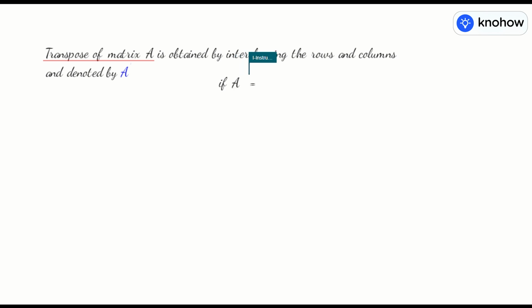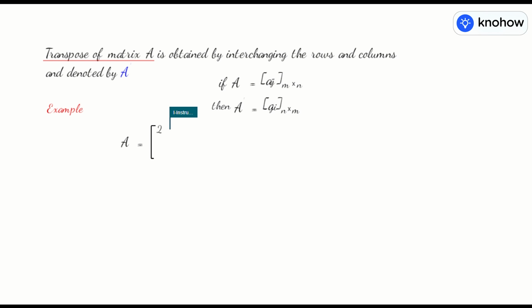Theoretically speaking, if I say that matrix A is denoted by Aij m by n, that is, the matrix A is of order m by n, then its transpose, that is A dash, will be Aji of order n by m. That is, in the transpose of a matrix, the order interchanges. Let me take an example. Let's take an example to illustrate what is the transpose of a matrix.